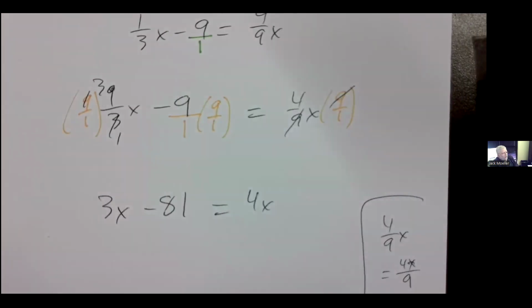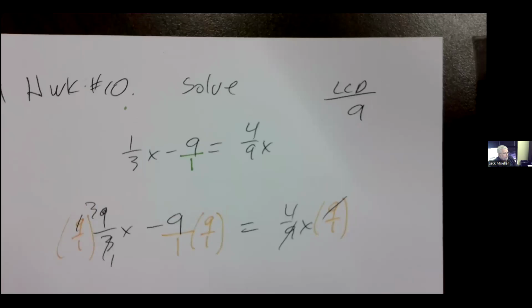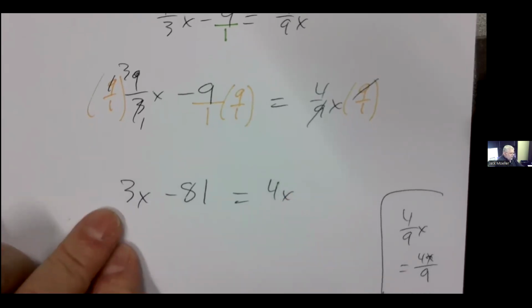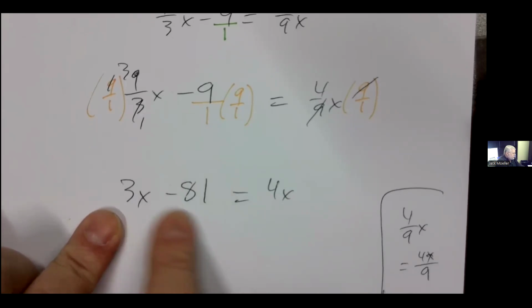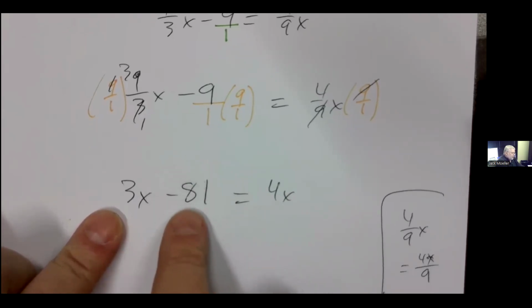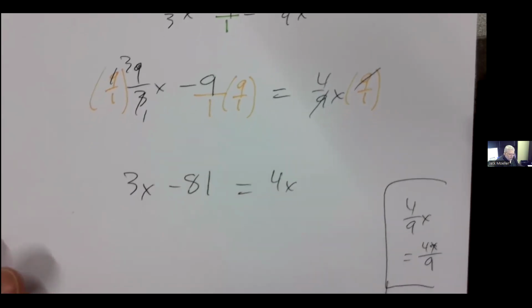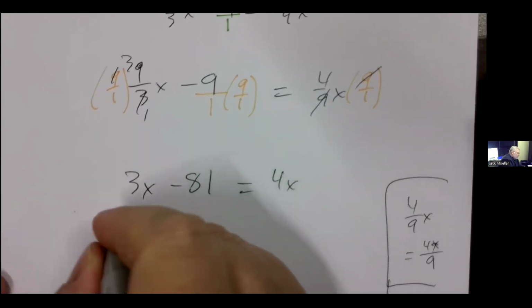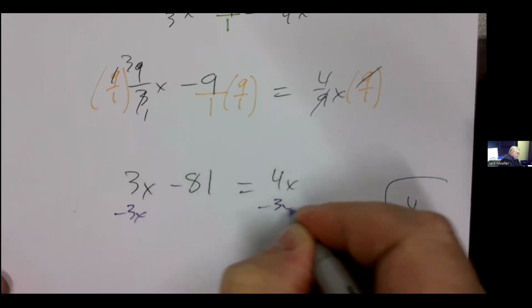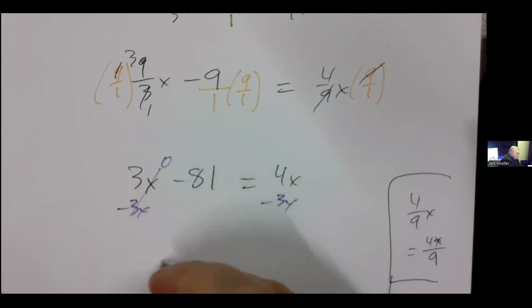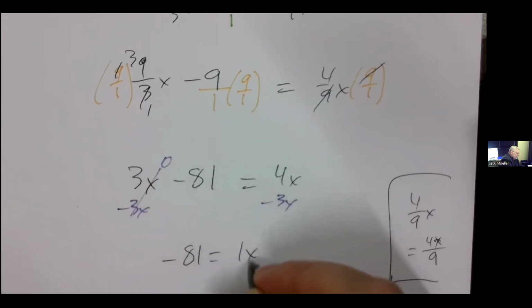All right. So by clearing the denominator, we have now gone to an equation with no fractions. Now, you could get the variable to the left, but on this one, since there's only one constant in the problem on the right, then why don't we just leave that on the right and get the variables to the left? So if we subtract 3x, that goes to 0. We have minus 81 equals 1x, which 1x is x.